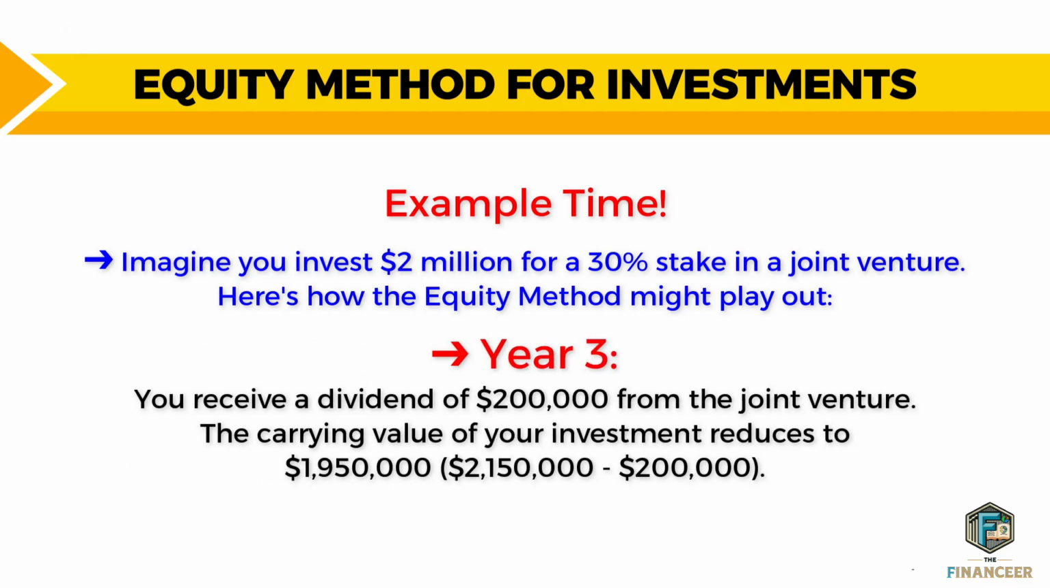In the third year, let's assume that you receive dividends of $200,000. Immediately, this dividend that you received in cash must reduce the carrying value of your investments. So the carrying value of your investments was 2,150,000. Right now, after receiving the dividends, you are going to recognize this as 1,950,000.